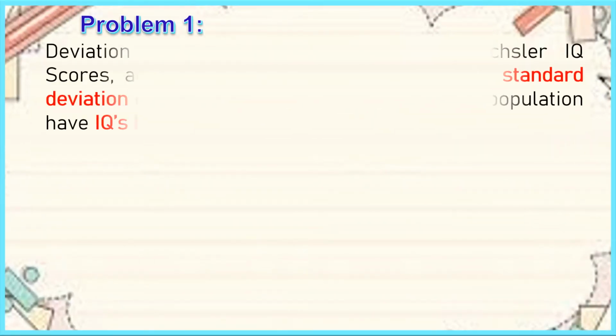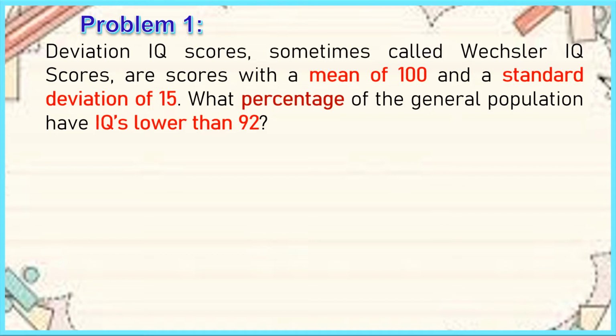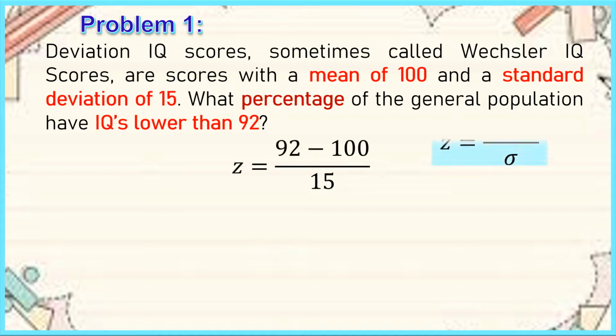So let us have problem number 1. Deviation IQ scores, sometimes called Wechsler IQ scores, are scores with a mean of 100 and a standard deviation of 15. What percentage of the general population have IQs lower than 92? We use the formula z equals x minus mu over sigma. Substituting all the values, we get z equals 92 minus 100 over 15. Using the calculator, we get negative 0.53.